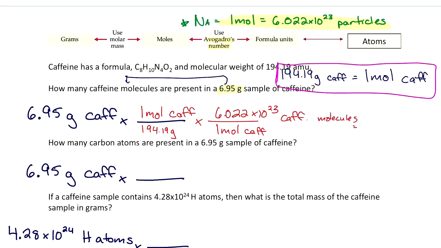All right. So we went from grams to moles to molecules. If we look at this guide, we went from grams to moles to molecules. In this case, we used Avogadro's number second. Put that in your calculator. You get that a 7-gram sample of caffeine has a ton of molecules: 2.16 times 10 to the 22 caffeine molecules are present.